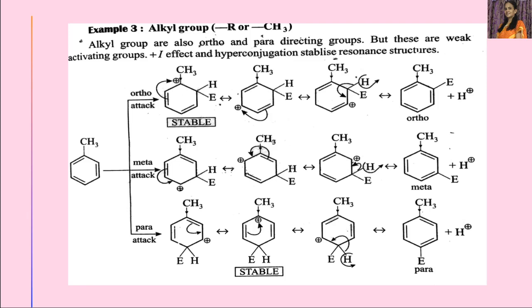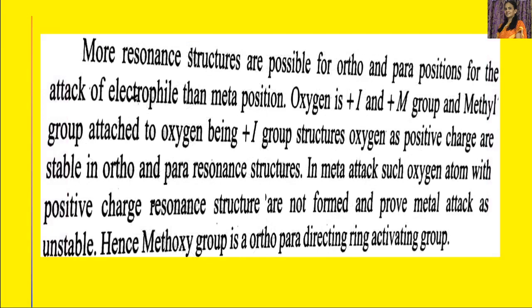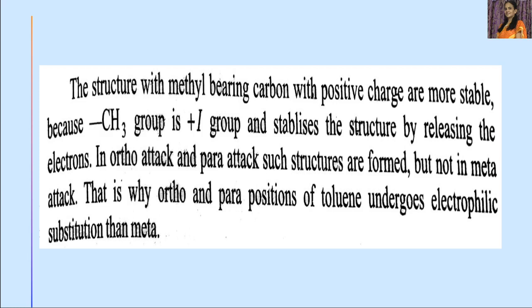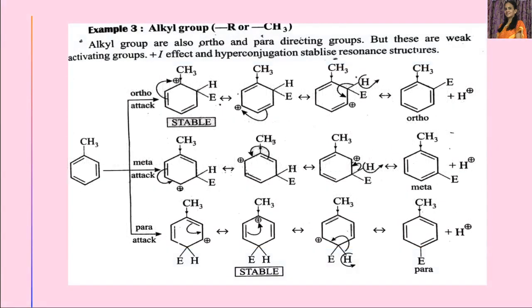Okay, now let us see the structures. So more resonance structures are possible for ortho and para positions. More resonance structures are possible for the ortho and para positions for the attack of the electrophile than the meta position. See this one. Here, the structures with the methyl bearing carbon with positive charge are more stable. Let me show this. Here, this one, stable, we wrote.